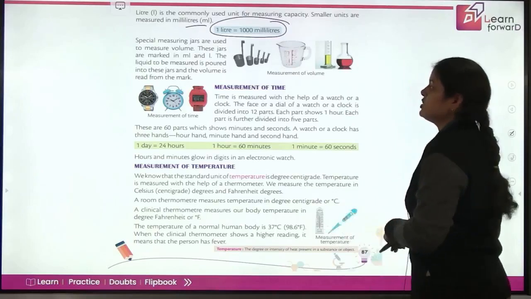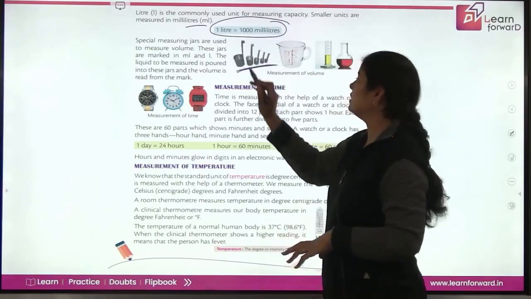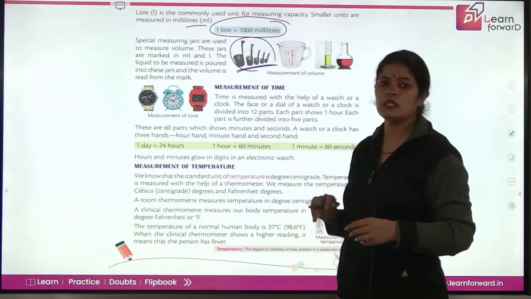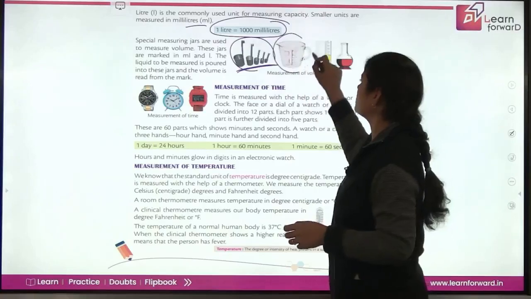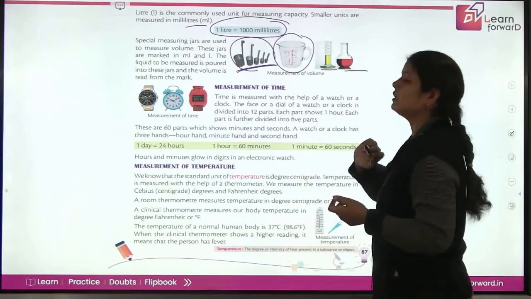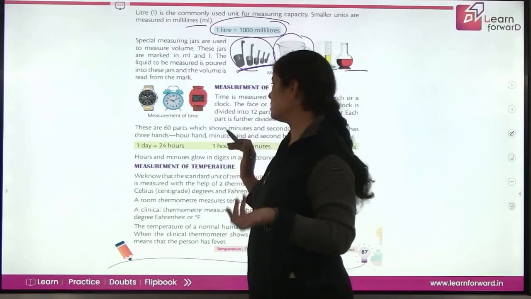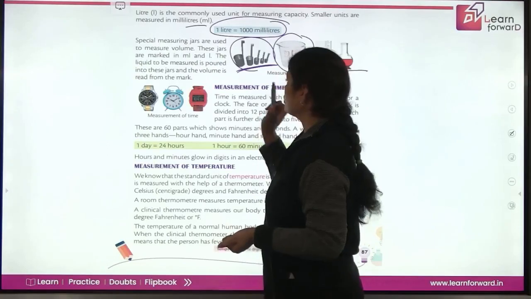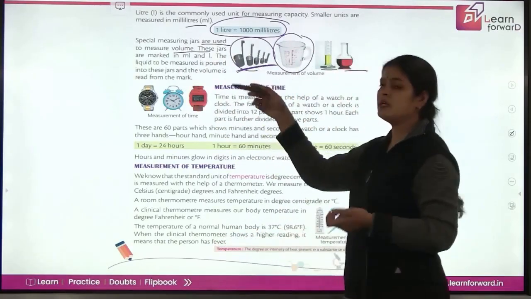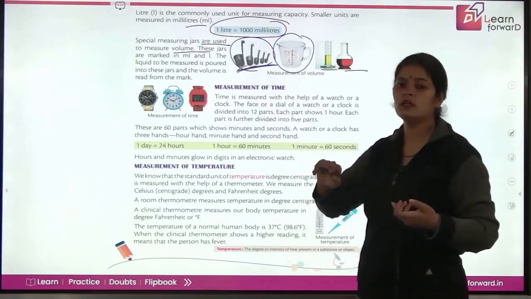Fine. Special measuring jars are used to measure volume. Have you seen the milkmen using all these for different capacities? This is a measuring mug. This is a measuring cylinder. This is a measuring funnel, or you can say flask. So special measuring jars are used to measure volumes. These jars are marked with mLs and liters. This may be in ml. This is half of the liter. This is 1 liter.